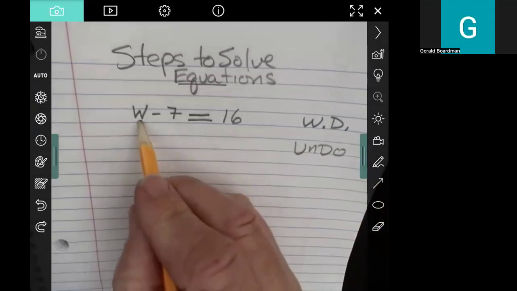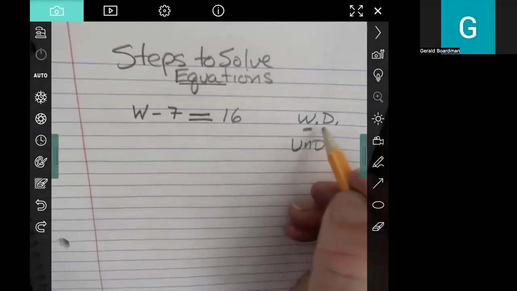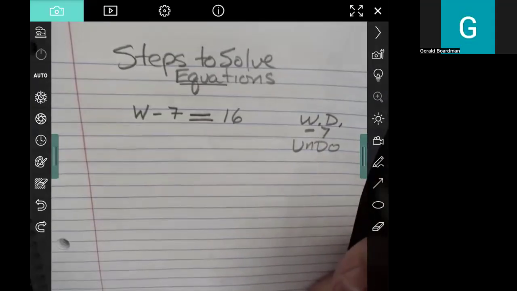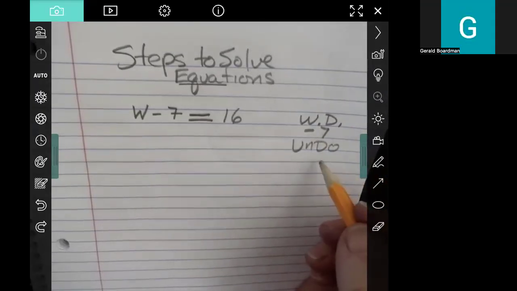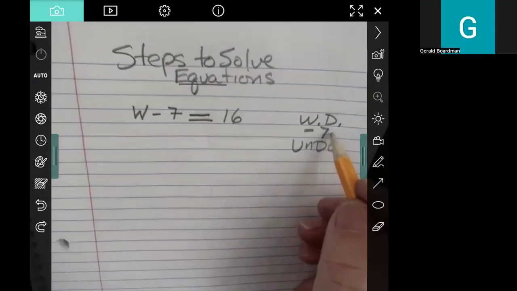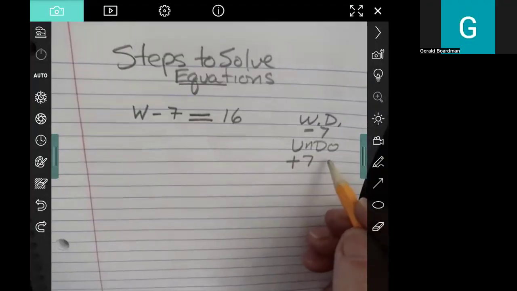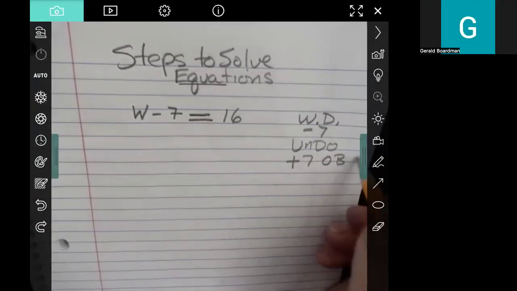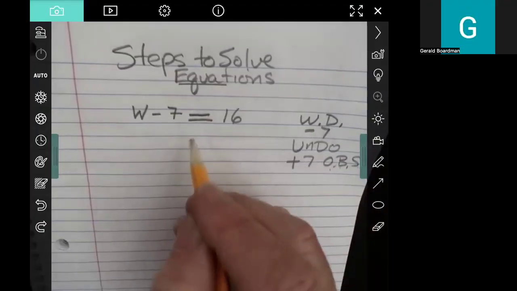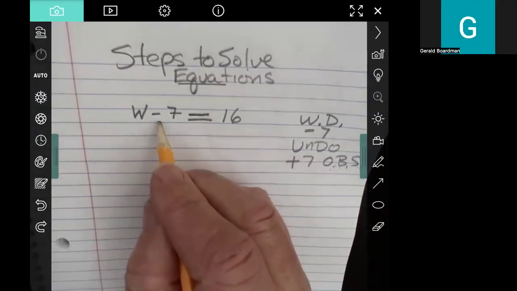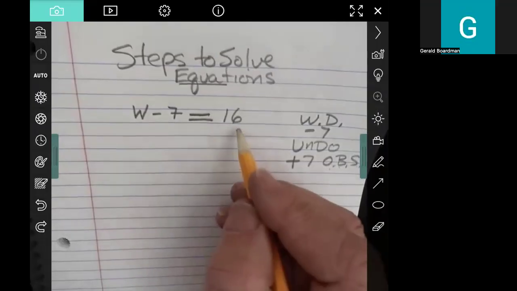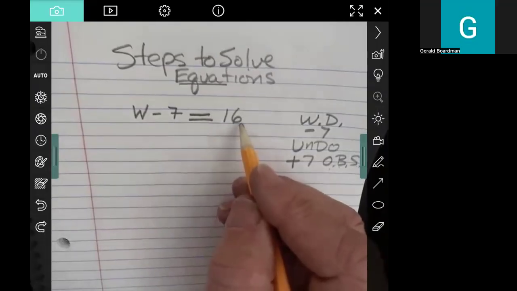So here, what's done to that w is we're subtracting 7 from it. I know your mind might be jumping right ahead to the undo, but we always need to write down the what's done, minus 7. So to undo, we're going to add 7, and I'm going to use the letters OBS to mean on both sides. So whatever we do to one side of the equal sign, we have to keep the balance by doing it on the other side of the equal sign as well.